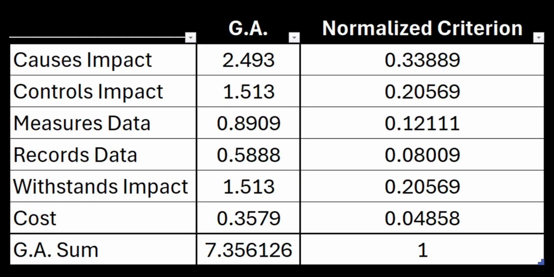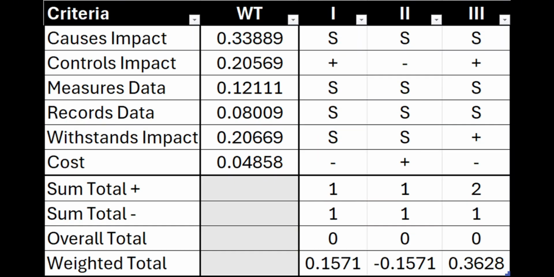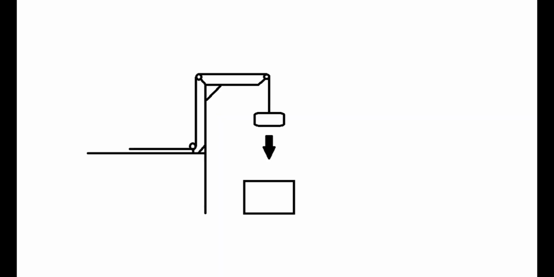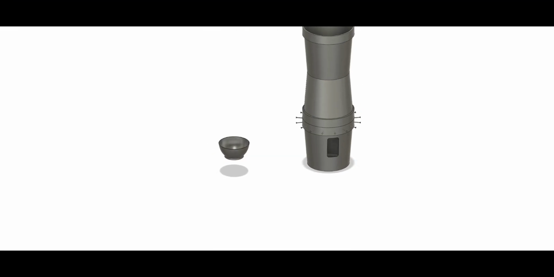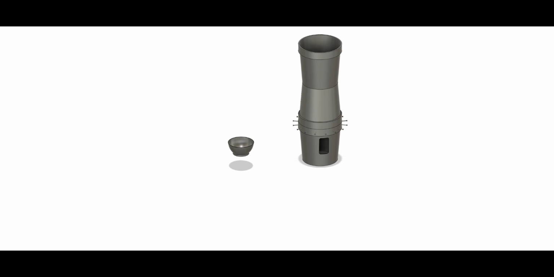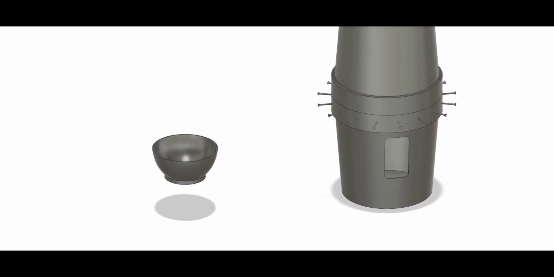After this, we continued by normalizing the criterion, in which we used this formula. Using the normalized weight for each function and constraint, we were able to narrow down which design met our goals. We have design 1, design 2, and design 3.